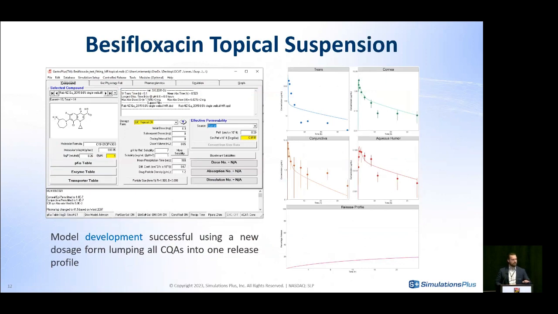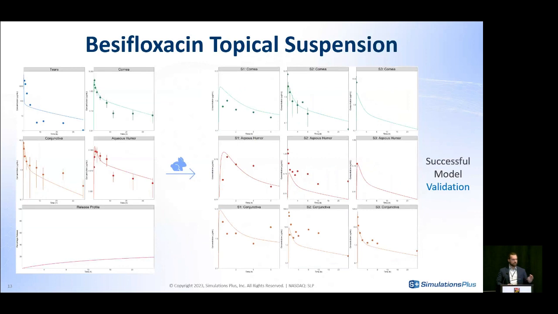And once we have fitted that, we could describe relatively well the tears, the cornea, the conjunctiva, and the aqueous humor data. So that was quite interesting, but of course we've done fitting, so we would be expecting to describe that. Every time we do fitting, we want to have a validation step. So this is what we've done here.